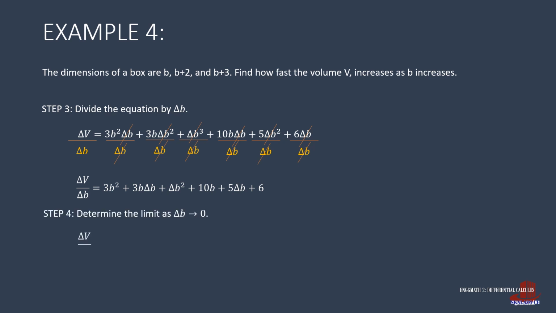If we take the limit of the equation as delta b approaches 0, we are left with the equation dv all over db is equal to 3b squared plus 10b plus 6.